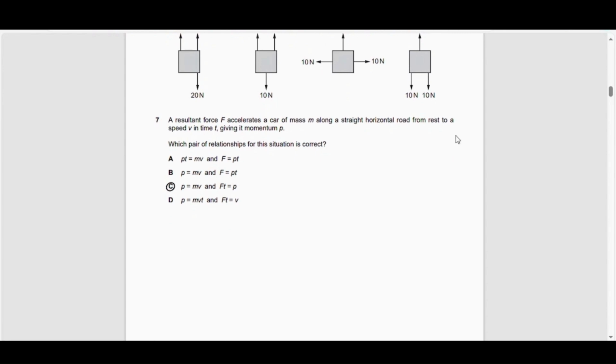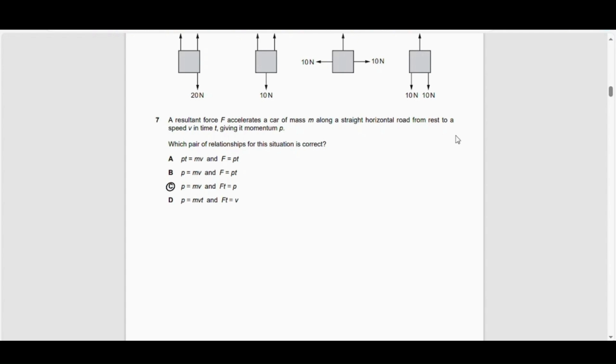Question 7. A resultant force F accelerates a car of mass M along a straight horizontal road from rest to a speed v in time t, giving it momentum p. So which pair of relationships for the situation is correct? Okay, so if we start with A, p multiplied by t is equal to mv. That's clearly wrong because p is the momentum. Momentum is mass into velocity. It's not momentum into time that's mass into velocity, so that's wrong.